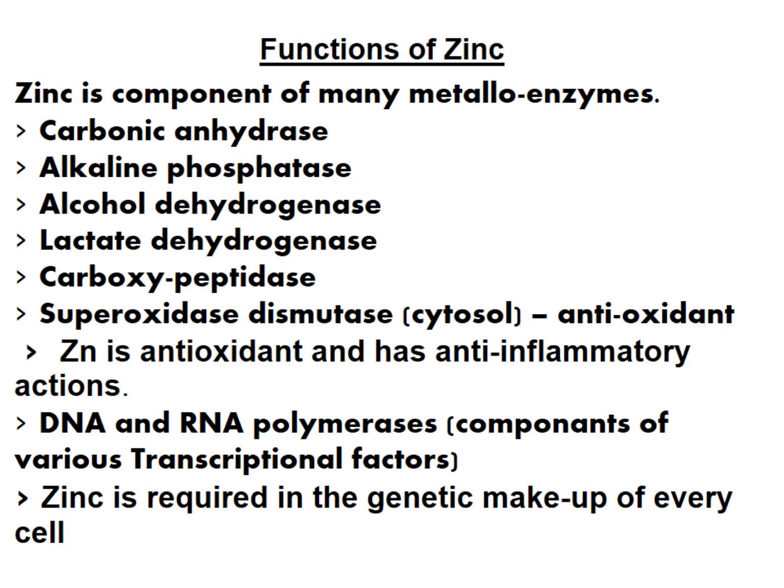So zinc is a requirement of carbonic anhydrase. If you recall, carbonic anhydrase has a role in the maintenance of pH of blood. Alkaline phosphatase, alcohol dehydrogenase, lactate dehydrogenase, carboxypeptidase, and the most important enzyme which has a role in the detoxification of the free oxygen radical, that is superoxide dismutase. We have three different types of free oxygen radicals: superoxide, hydrogen peroxide, and hydroxyl radicals.